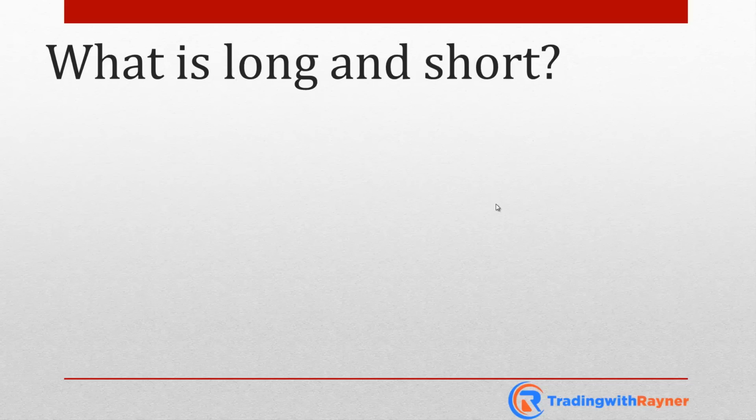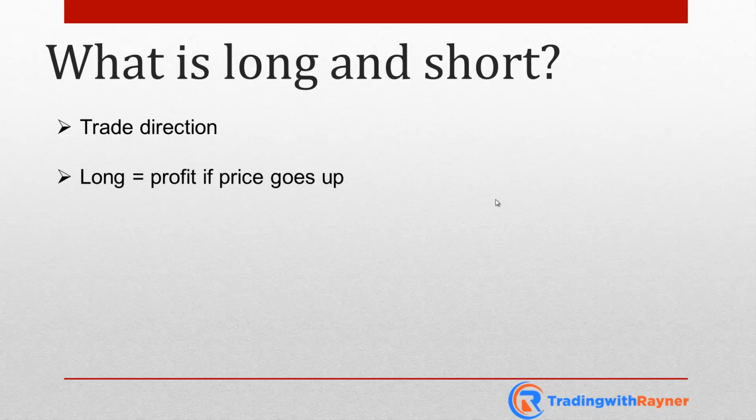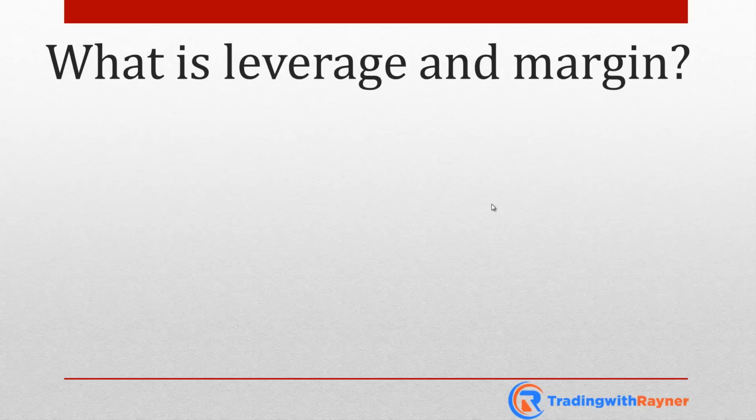So what is long and short? To put it simply, when you say that I'm long euro dollar, you're referring to the trade direction. You're bullish on euro dollar. You want euro dollar to go up because that's where you'll make a profit. So if you are long, you want the market to go up so you can make a profit. If you're short, it means that you want the market to go down so you can make a profit. This means that you have a bearish bias, okay?